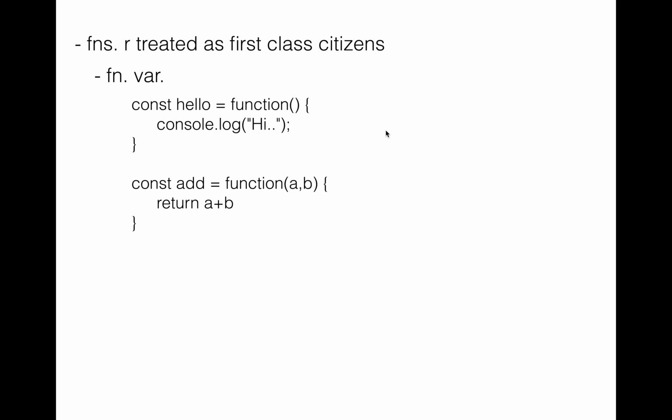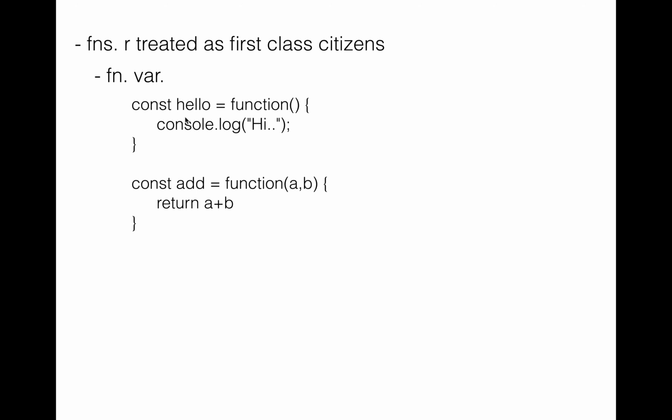In functional programming, since functions are treated as first-class citizens, we can assign functions to variables. We call such variables function variables. As we can see here, we have two function variables, hello and add. We assign a function to hello, we assign a function to add. So they are function variables.